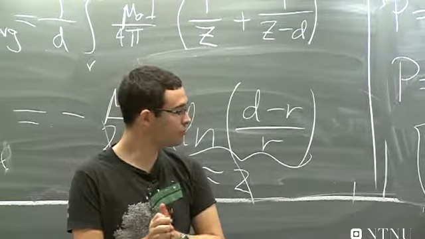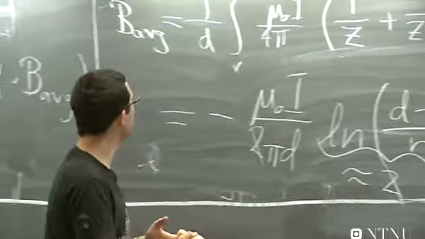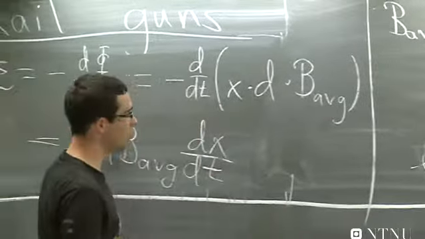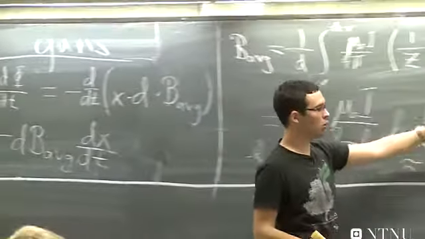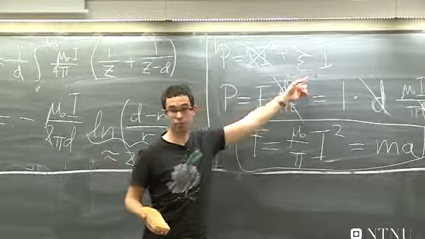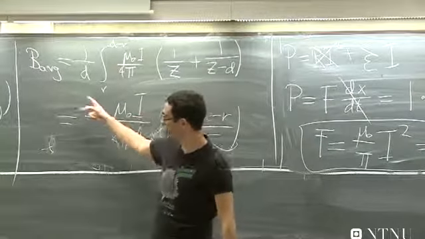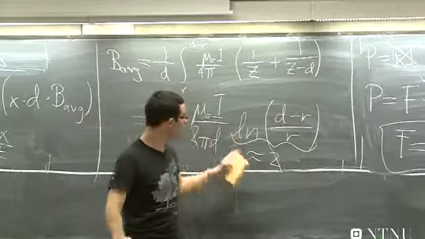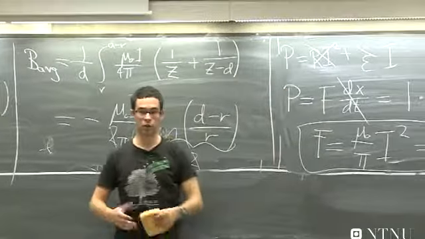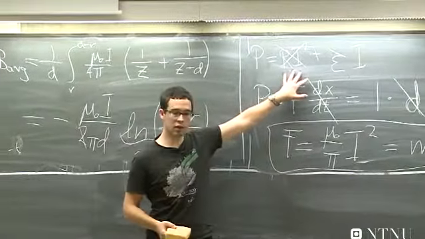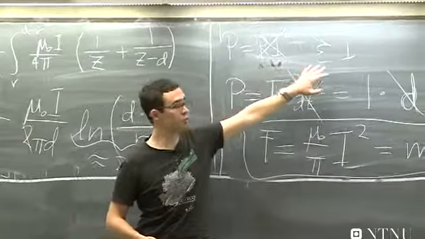And also, you might notice that in the epsilon there is an I as well. So this is actually also an I square term, right? Here in B average, there's an I. So this is also an I square term. So it's not that as I increase the current, this term grows much more than this one.